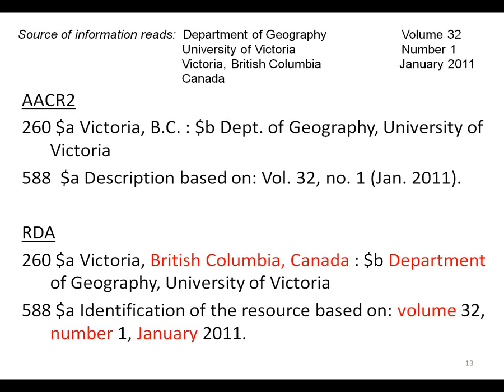And here's an example of that, where the source of information reads with no abbreviations. In AACR2, you would abbreviate the province of the publication, the word department, and the captions of the numbering and the month of the publication. In this case, with RDA, you do not abbreviate these elements.